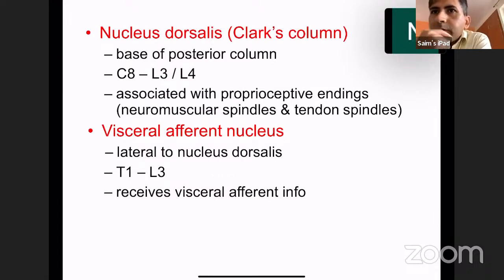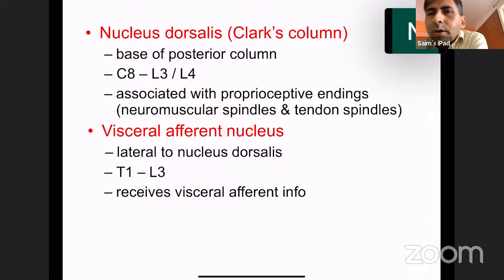That is nucleus dorsalis. This nucleus dorsalis is sensory and it gives rise to the posterior spinocerebellar tract. The visceral afferent nucleus carries the pain perceptive fibers, and the pain from stretch receptors also from the viscera. It comes to the visceral afferent nucleus that is located in the posterior horn of the gray matter.